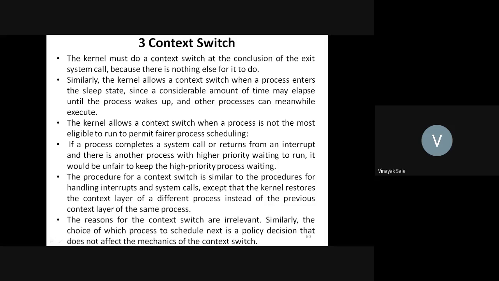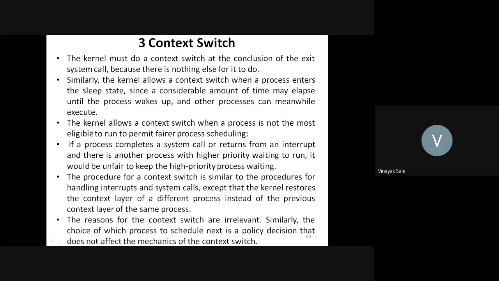The kernel allows a context switch when a process is not the most eligible to run, to permit fairer process scheduling. That is, a process completes a system call or returns from an interrupt, and there is another process with higher priority waiting to run. It would be unfair to keep the high priority process waiting.